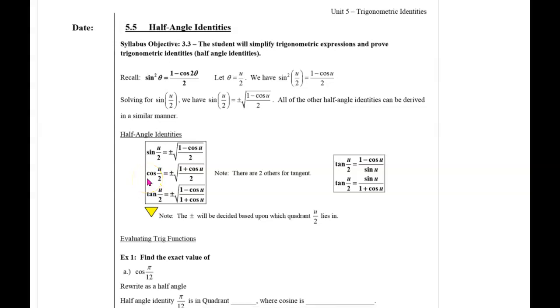Last lesson we looked at double angles. This lesson we are going to look at half angles. I'm going to jump right into the half angle identities. Here's the half angle identity for sine, cosine, and tangent.